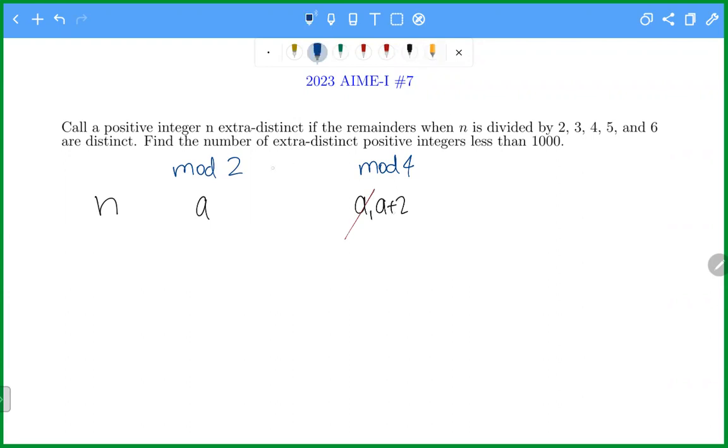Let's assume that n is b modulo 3. Then in modulo 6, this number is either b or b plus 3. Since the remainders are different, it cannot be b, it has to be b plus 3. And let's call this number c modulo 5.